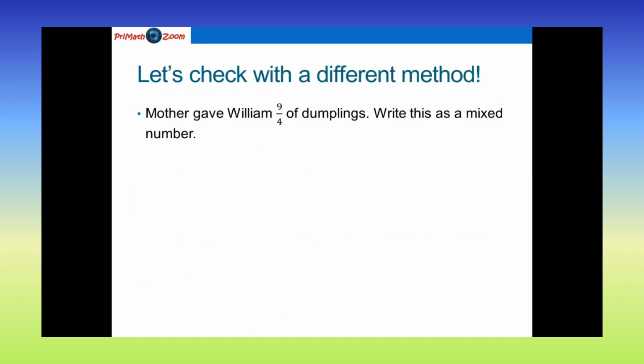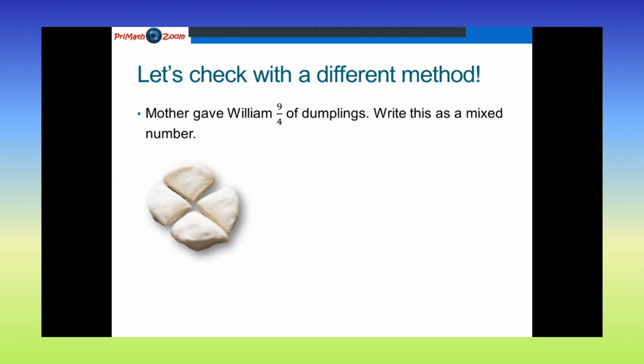All right, so let's check to see if that was correct with the method that we've been practicing. Mother gave William 9 quarters of dumplings. Write this as a mixed number. So here are some dumplings, and here we have 4 quarters so far. 1, 2, 3, 4. Then we have another dumpling, so we continue to count 5, 6, 7, 8 quarters.